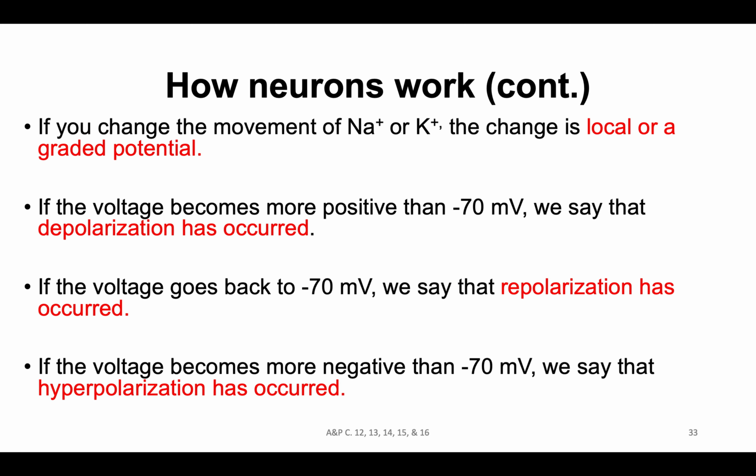So how a neuron works is if we change the movement of sodium and potassium, the change is called a local or graded potential. So those gated channels have opened up and there's been some movement of ions. If the voltage becomes more positive than negative 70 millivolts, we'll say that depolarization has occurred. If the voltage goes back to negative 70 millivolts, we'll say that repolarization has occurred. And if the voltage becomes more negative, we'll say that hyperpolarization has occurred. And we'll talk about these terms a little bit more when we look at a graph measuring a neuron's electrical potential.